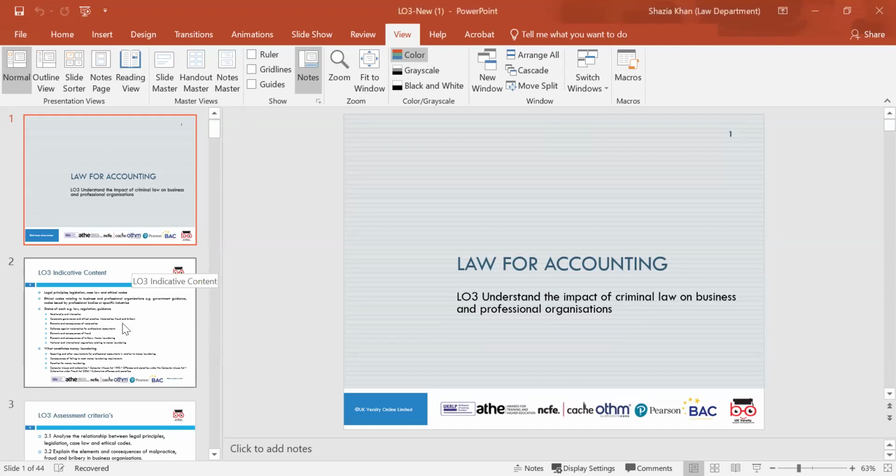So the slides are up there. We'll go through Learning Outcome 3 so you have an idea of what we're looking at. In Learning Outcome 3, we're looking at trying to understand the impact of criminal law on business and professional organisations, and why it's so important, because it plays a big role within issues of fraud, money laundering, things like that. So we'll be looking at different elements of malpractice and any sort of fraud or bribery.